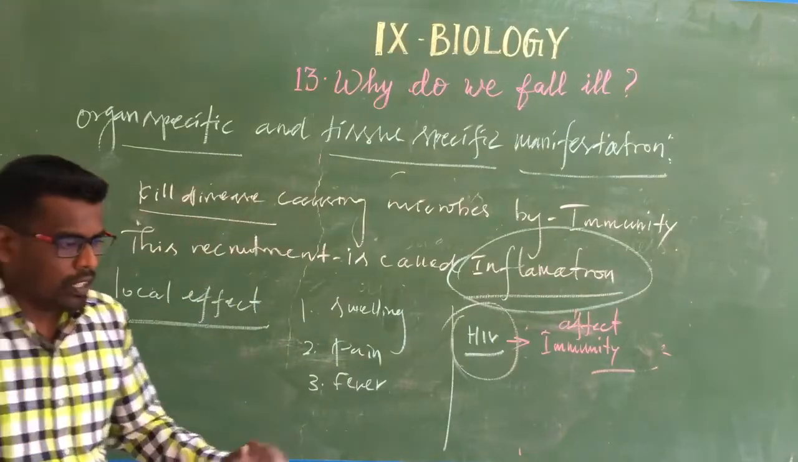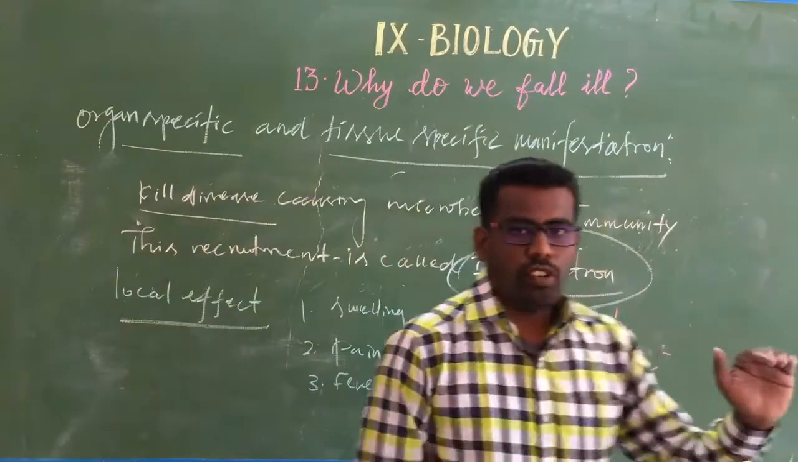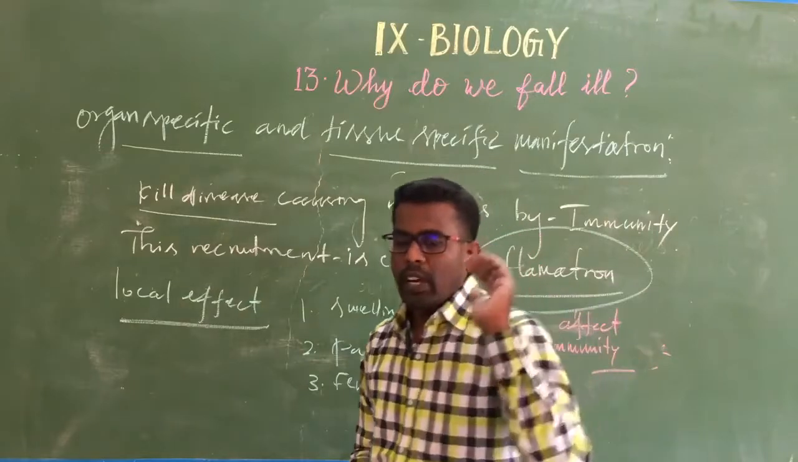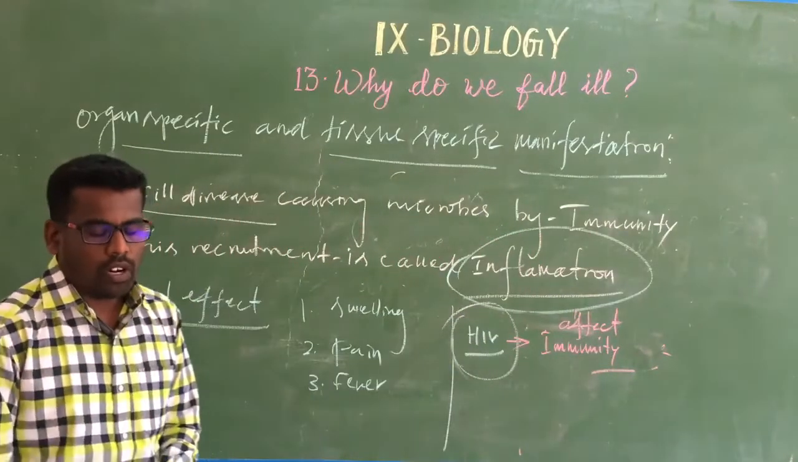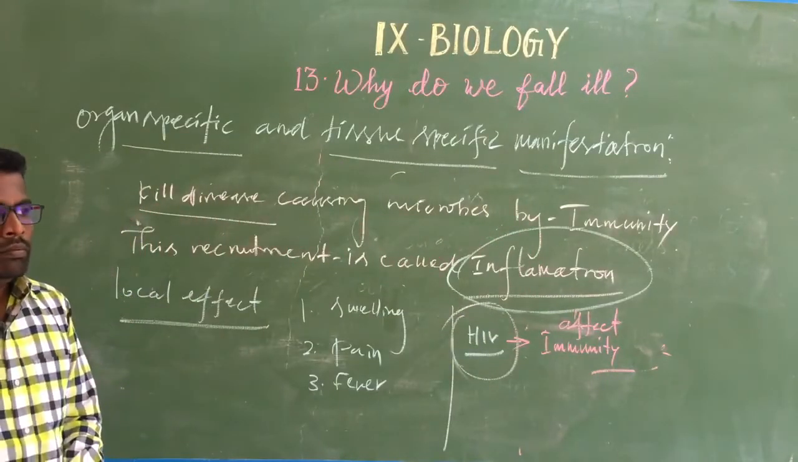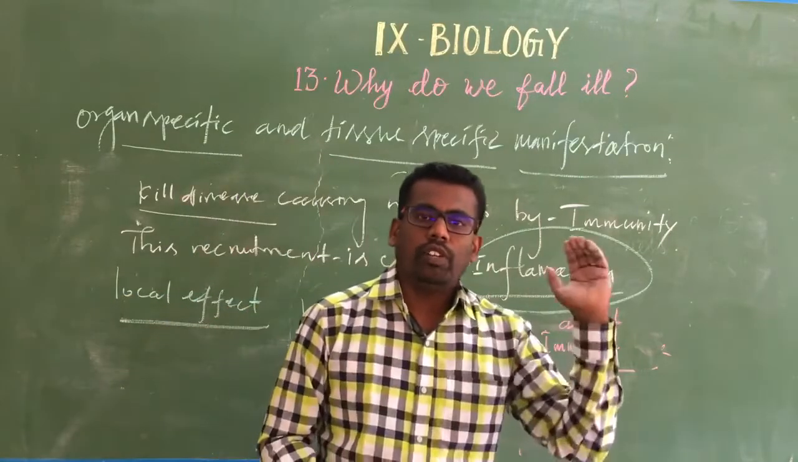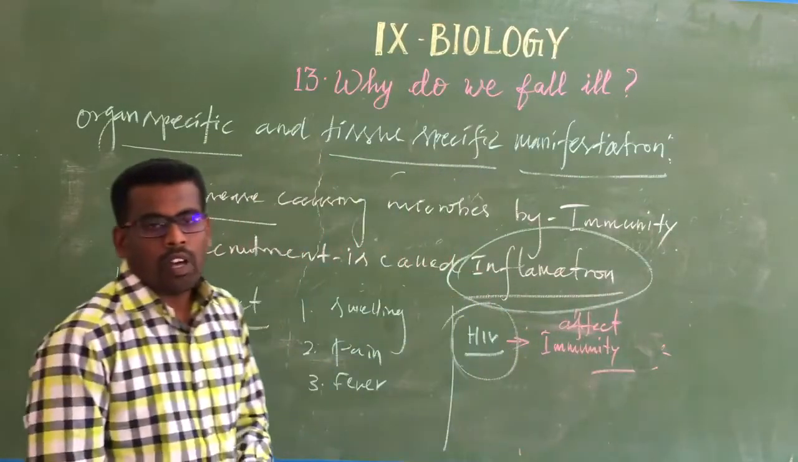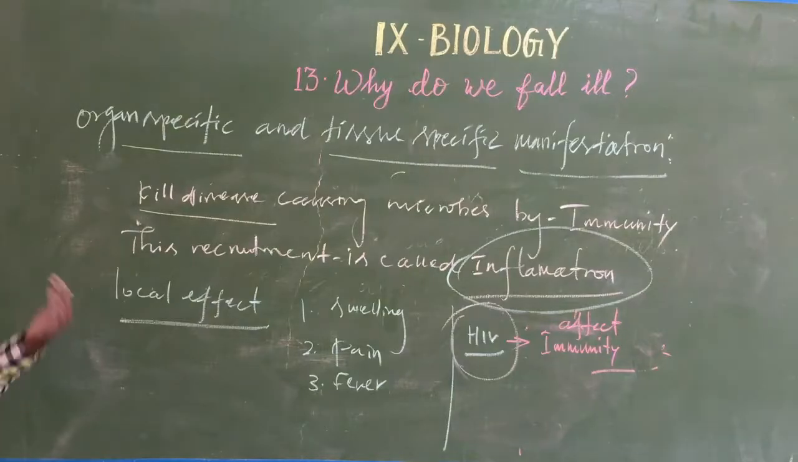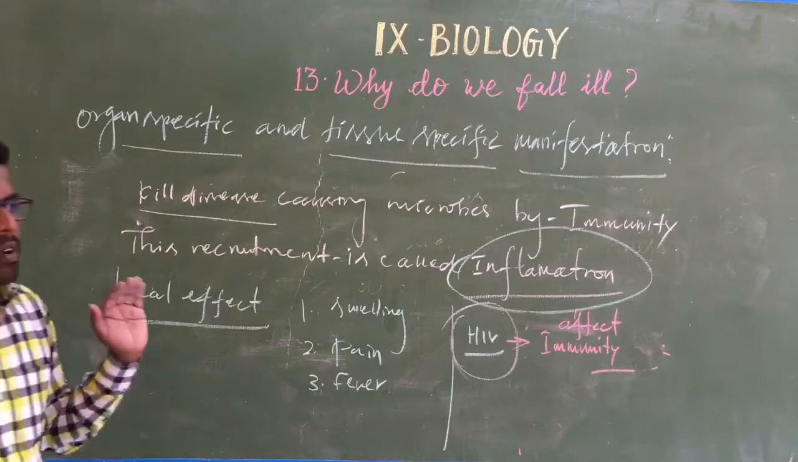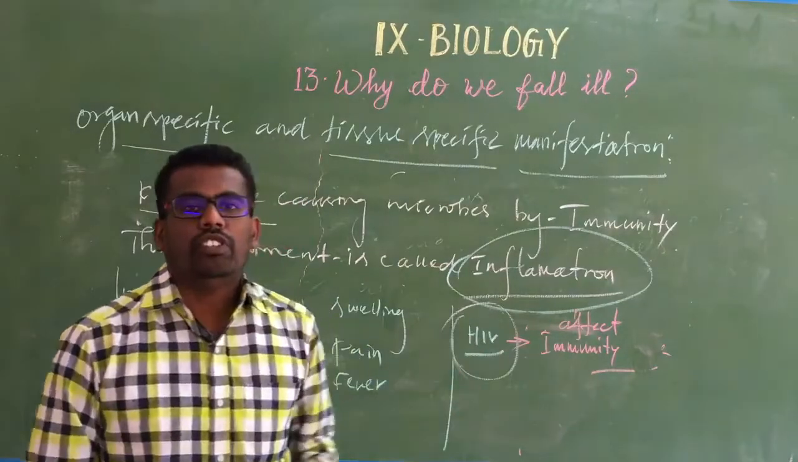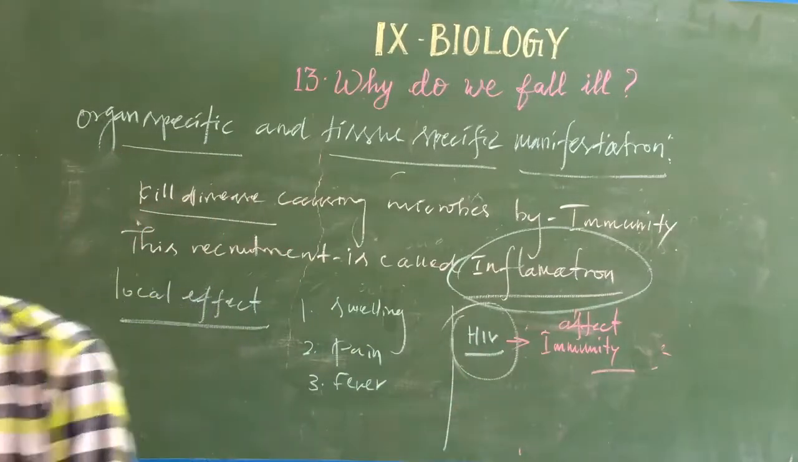Okay, again, the manifestation of the disease is decided by the number of microorganisms, the number of pathogens. If the number of microorganisms is less, then the severity of the disease is less. If the number of microorganisms is high, the severity of the disease will be high. So depending upon the number of microorganisms, the manifestations of disease also vary.